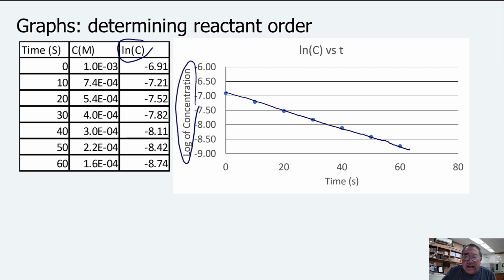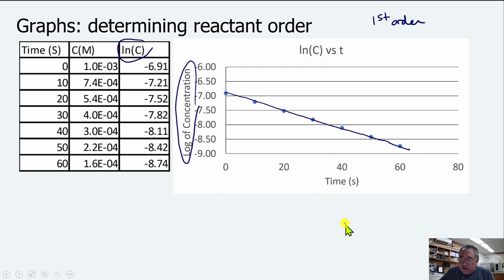Let's look at it, though. We're kind of not done. This is a first order graph. So I graphed the logs of the concentration, these numbers here, versus time down here. And it certainly makes it look like a straight line.